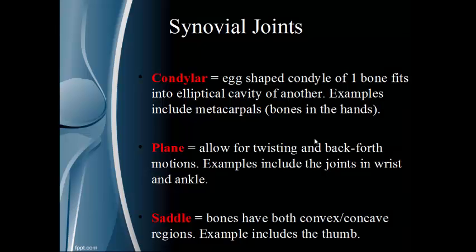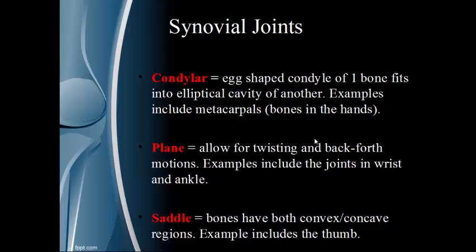Alright, next 3. Condylar or ellipsoidal. Sometimes you'll see it called ellipsoidal. You have an egg-shaped condyle, which is a large rounded mass of one bone fitting into a cavity of another. An example of these include the bones within the hands. And they're able to twist and kind of glide by each other.